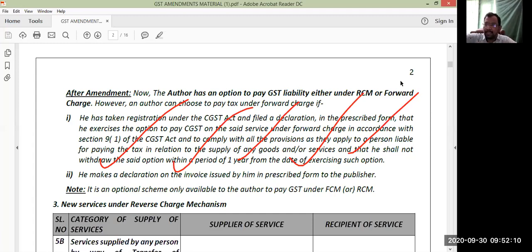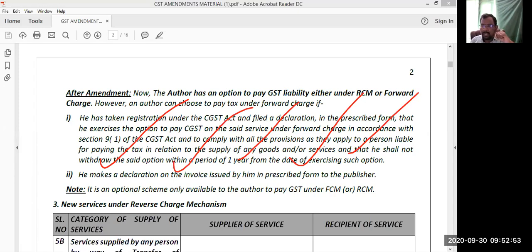So basically, when your services are taxable under reverse charge mechanism, being the supplier, you cannot levy the tax in your invoice. That recipient will issue the tax invoice in which he will quote the tax element. That supplier's invoice should not contain any tax element, because he is not going to collect any tax from the recipient. When the services are taxable under reverse charge mechanism, the recipient will pay the tax directly to the department. So that is why supplier's invoice should not contain the tax details. Recipient's invoice should contain tax details, tax invoice.